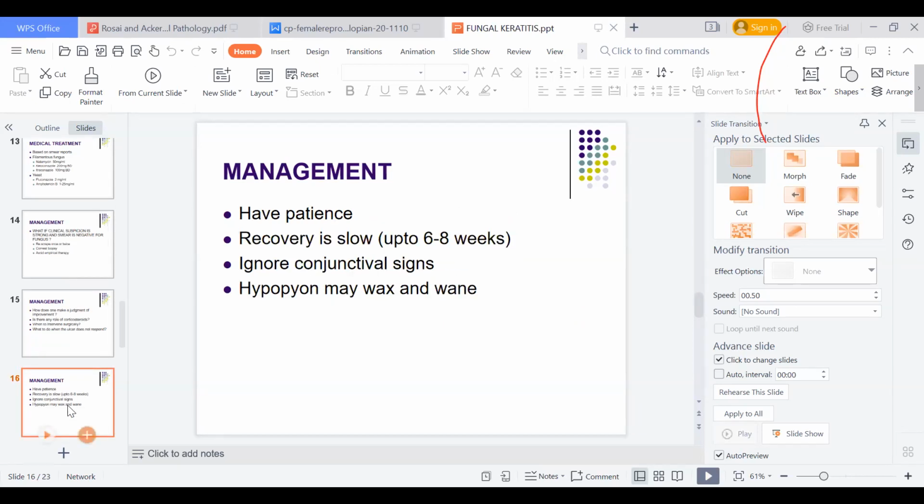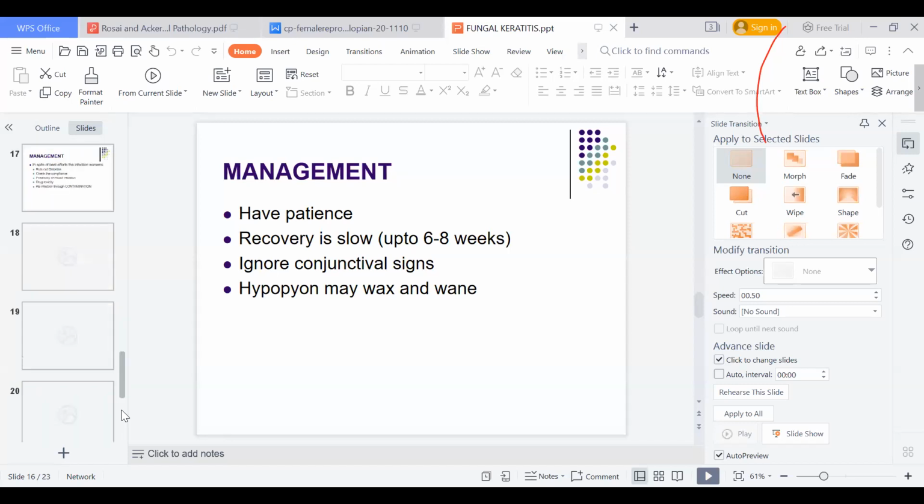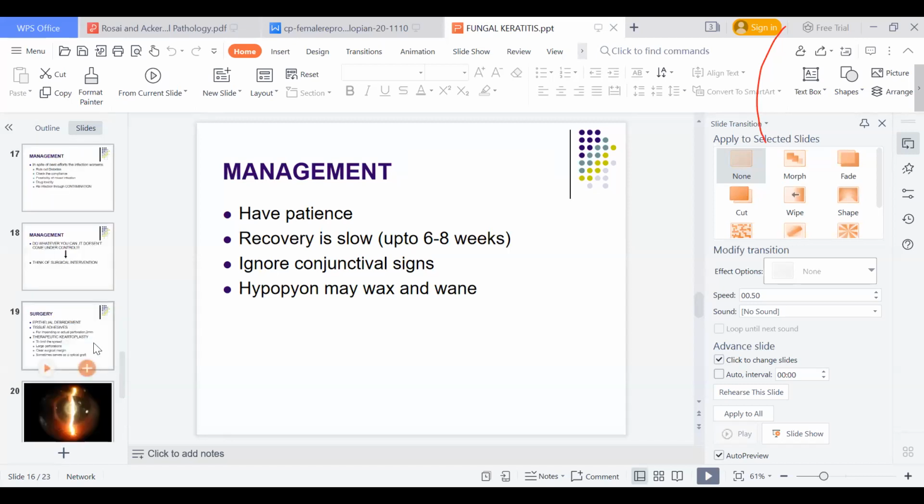Have patience. Recovery, all of us know, takes around 6 to 8 weeks. In other areas of our ophthalmic practice, we are obsessed by speed. Here it is not the time that is more important; you have to give 6 to 8 weeks for complete resolution. Ignore conjunctival signs. Why I have written this is because many times 1 hourly drops can cause a lot of conjunctival reaction. So basically you go by what is happening at the level of the corneal infiltrate.